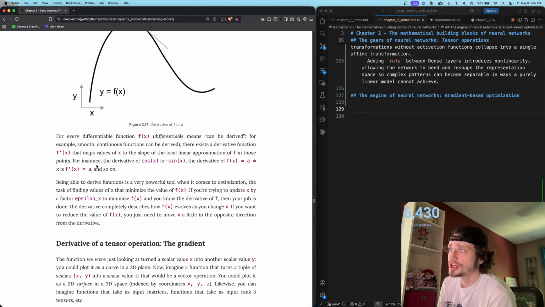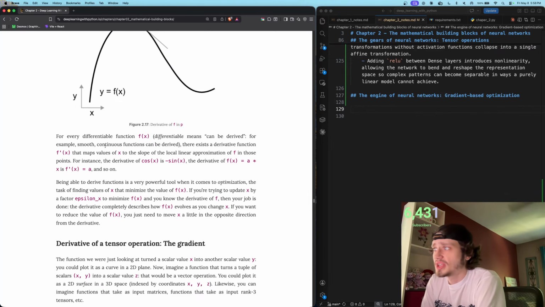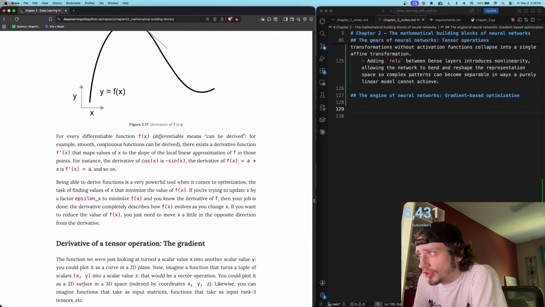For every differentiable function f of x, differentiable means can be derived. For example, smooth, continuous functions can be derived. There exists a derivative function, f prime of x, that maps values of x to the slope of the local linear approximation of f at those points. For instance, the derivative of cosine of x is negative sine of x. The derivative of f of x equals a times x is f prime of x equals a, and so on.